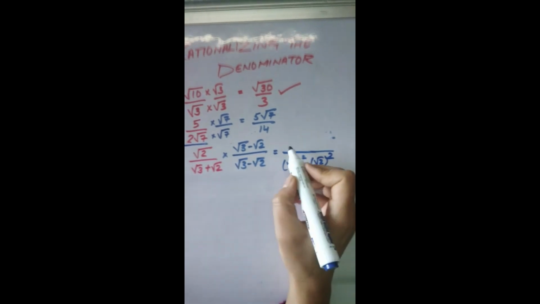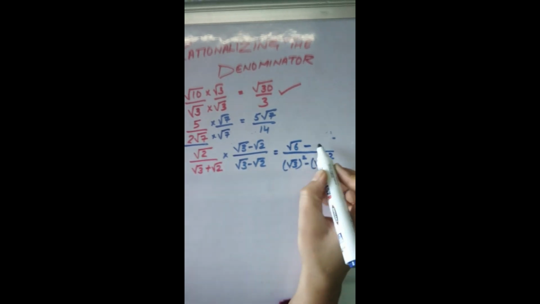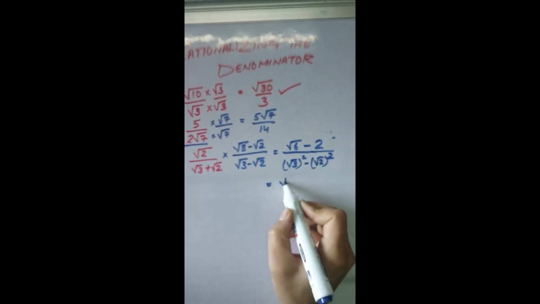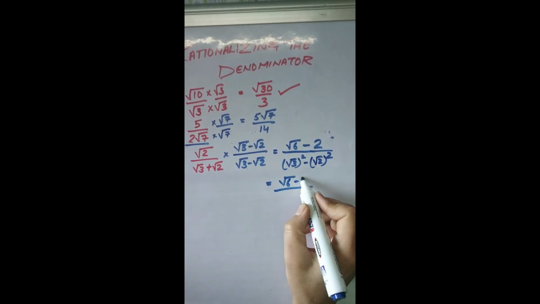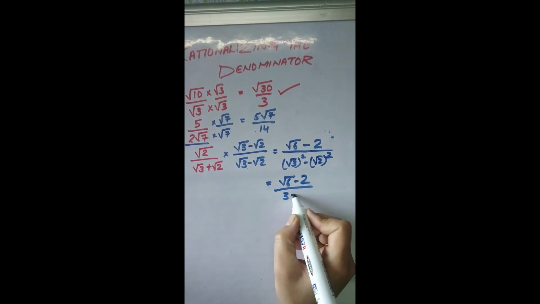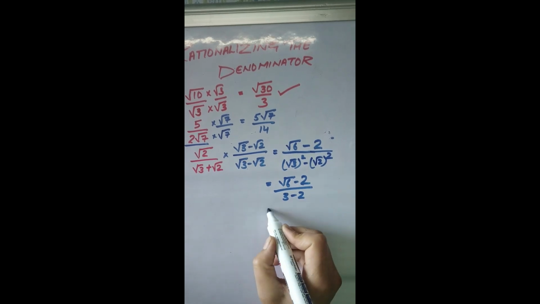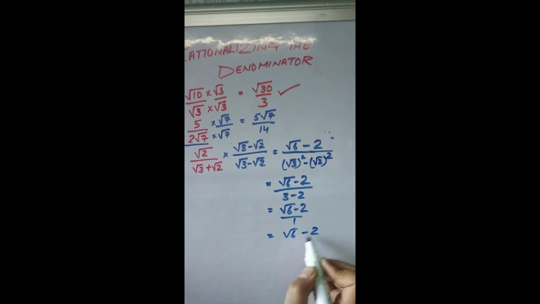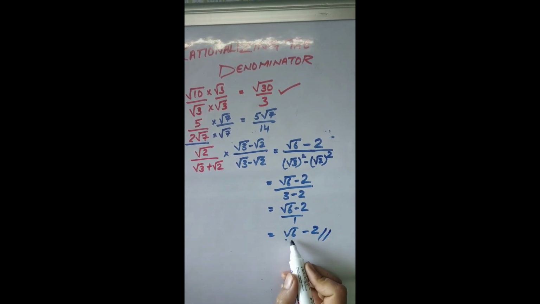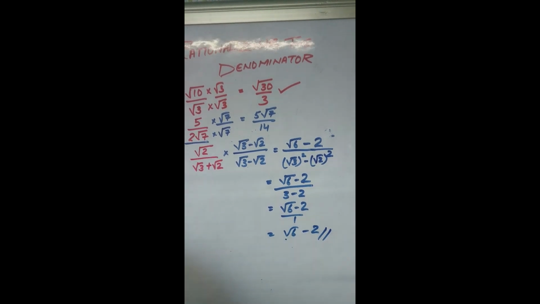Okay, so this is going to be root 2 into root 3 is root 6, and root 2 into root 2 is 2. So this is going to be root 6 minus 2, and then 3 minus 2. Okay, root 3 square is 3, root 2 square is 2, which is going to be equal to root 6 minus 2 over 1, which is root 6 minus 2 only. Can you locate it on the number line? Yes. If we can locate it, then yes, this is the simplified form. You have to go root 6 steps, then 2 steps back.